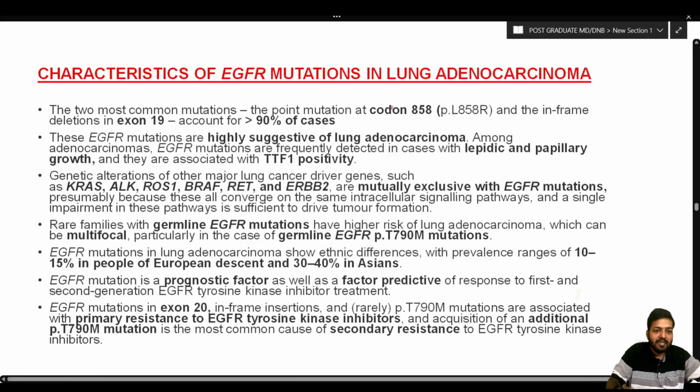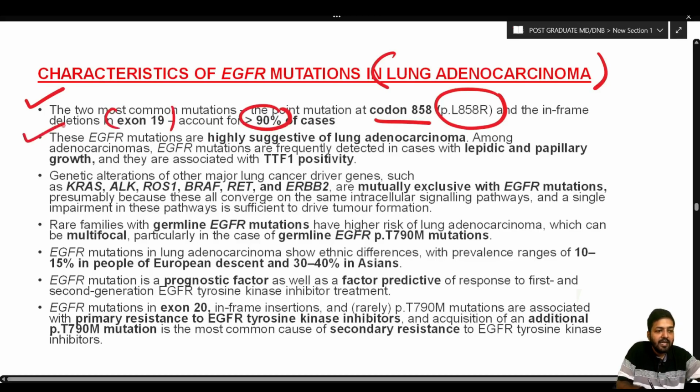Now, characteristics of EGFR mutations in lung adenocarcinoma. Remember that among the EGFR mutations, the two most common are the point mutation at codon 858, that is the L858R, and the in-frame deletions in exon 19, which account for more than 90% of the cases. These EGFR mutations are highly suggestive of lung adenocarcinoma. Among adenocarcinomas, EGFR mutations are frequently detected in cases with lepidic and papillary growth, and they are associated with TTF1 positivity. Genetic alterations of other major lung cancer driver genes such as KRAS, ALK, ROS1, BRAF, RET, ERBB2 are mutually exclusive of EGFR.